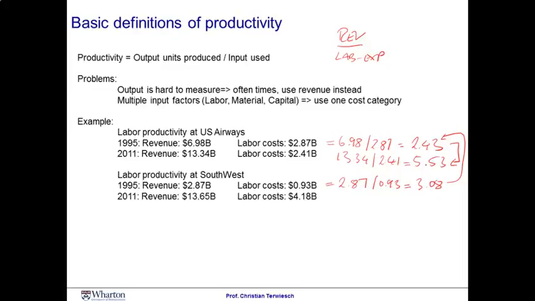16 years later, Southwest was able to grow its business to $13.65 billion. However, labor expenses also grew significantly and were now $4.18 billion, creating a labor productivity of 3.26, which is actually slightly lower compared to the current numbers at US Airways.